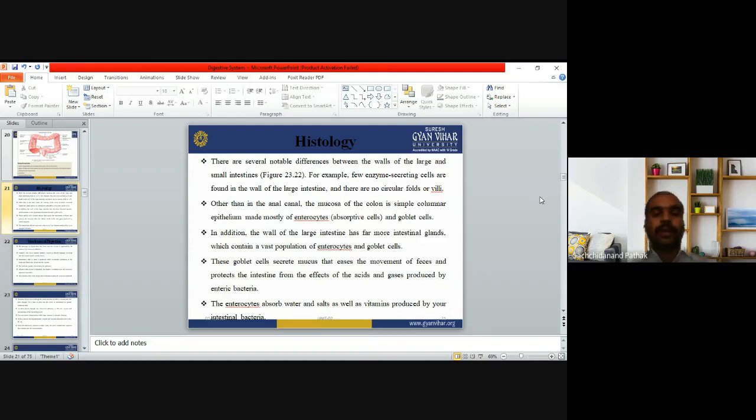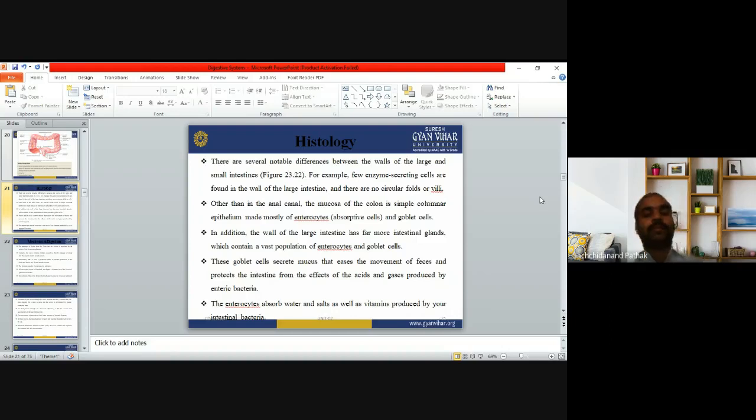Other than in the anal canal, the mucosa of the colon is simple columnar epithelium made mostly of enterocytes, absorptive cells, and goblet cells. In addition, the wall of the large intestine has far more intestinal glands, which contain a vast population of enterocytes and goblet cells. These goblet cells secrete the mucus that eases the movement of the feces and protects the intestine from the effect of acids and gases produced by the entering bacteria.